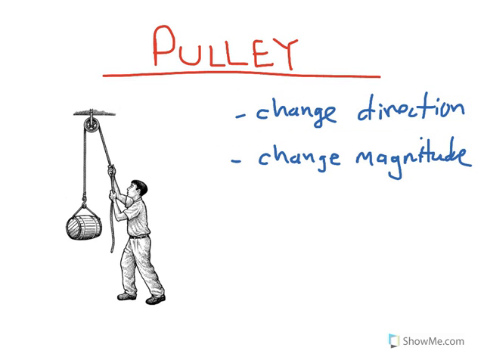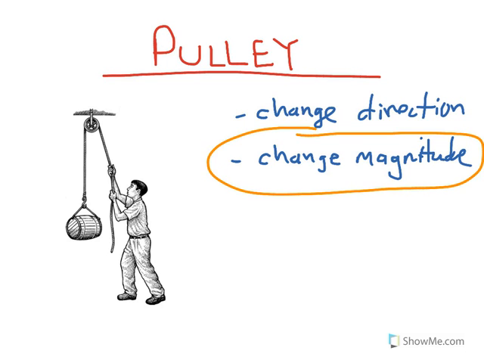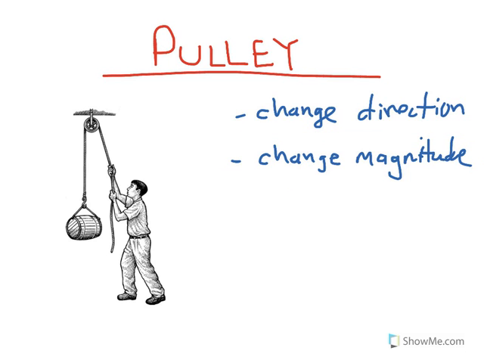Another reason to use a pulley is to change the magnitude. In other words, it's possible, not with this pulley system, but with some pulley systems, that if this barrel here is 50 pounds, he won't have to pull with 50 pounds. He might have to just pull with 25 pounds of force. Now, once again, in this picture, that's not true, but that's the purpose of a pulley. Could be both of these things, change direction and change magnitude, or it could just be one or the other, change direction or change magnitude.